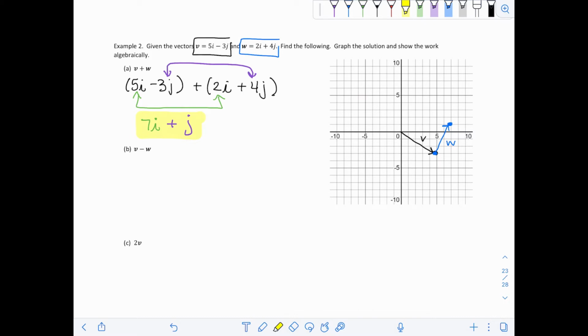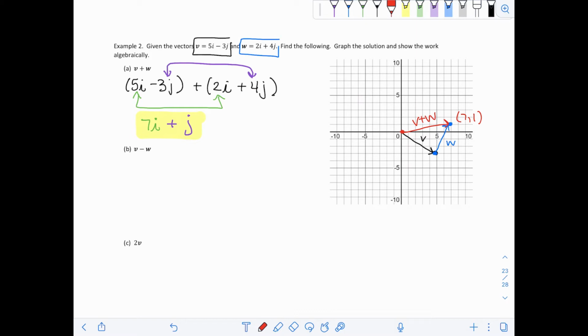But if we go ahead and look at our graph, if we drew a vector from the original starting point, which was 0, 0, and connected it to where those ended, that is actually the vector v plus w. And you can see that it ends right at that same point that we had just found, 7, 1. And so if we started at 0, 0, that vector would be written as 7i plus j.